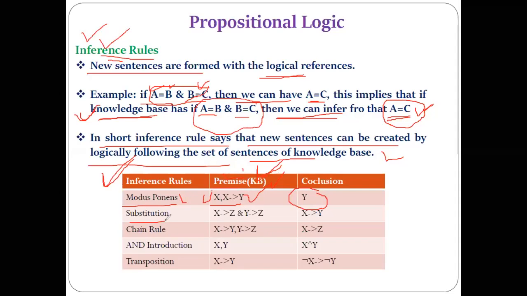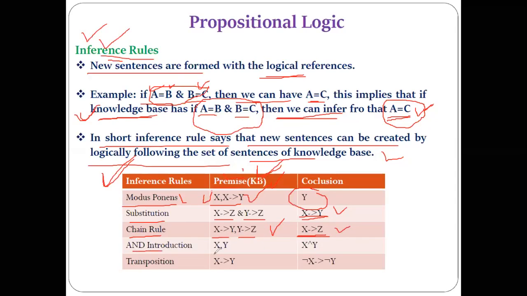Then another rule is substitution, where if x implies y and y implies z, now from that conclusion can be made x implies y. Chain rule is there: x implies y comma y implies z, and the chain rule says that from these inference rules present in the knowledge base, we can have the conclusion x implies z, and that is the reason it is called the chain rule.